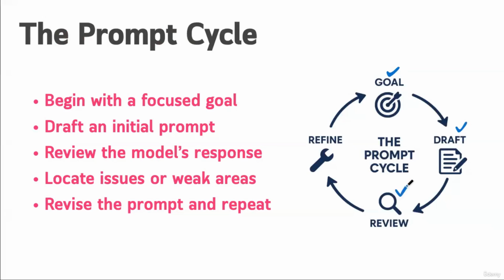Next, you review the output. This is where you pay attention to mistakes, missing details, or anything that doesn't match your intent. From there, you refine the prompt and test again. This cycle repeats until the output becomes consistent. Good prompt engineers don't chase the perfect first draft. They refine until it works.